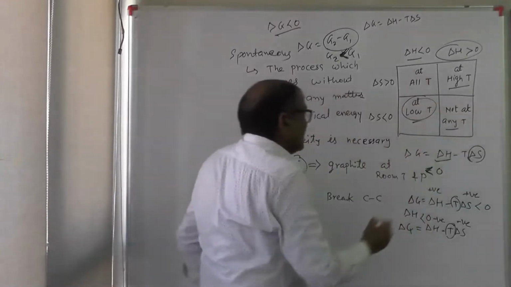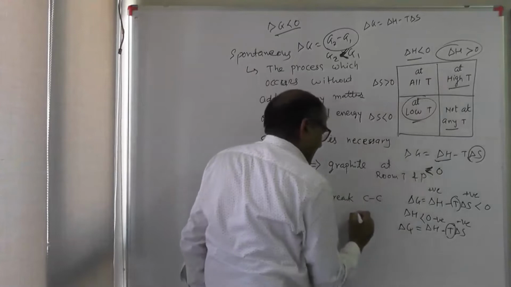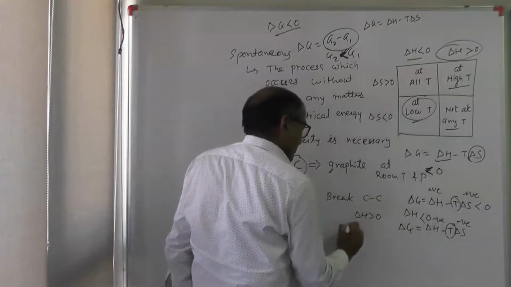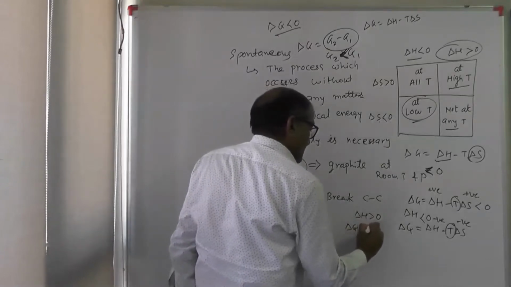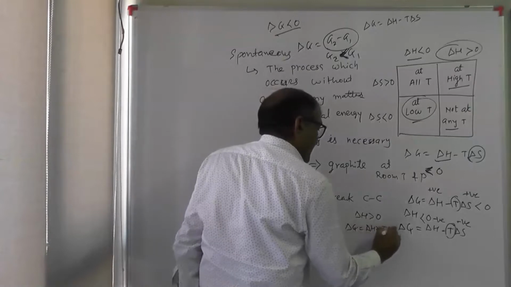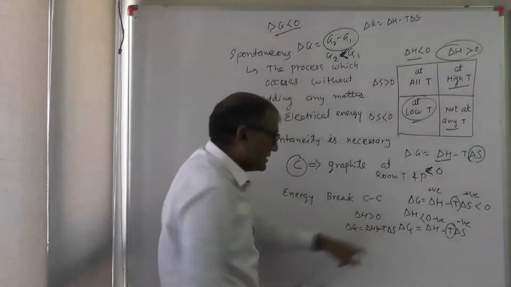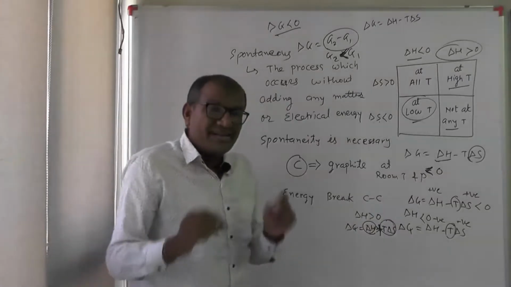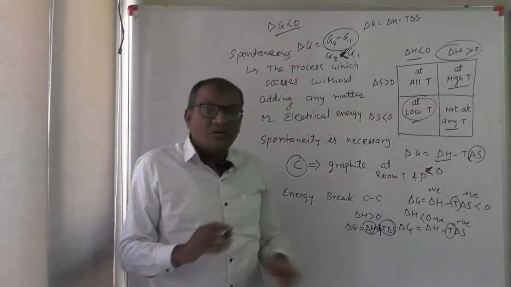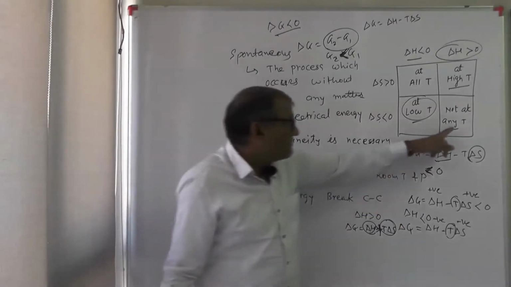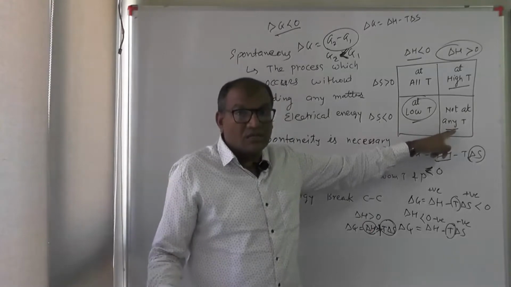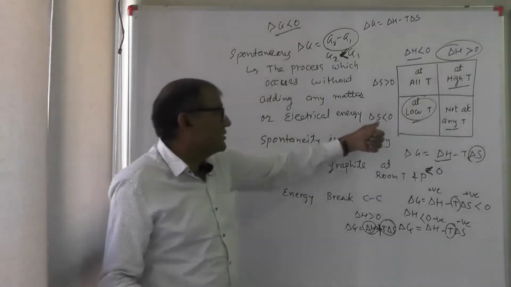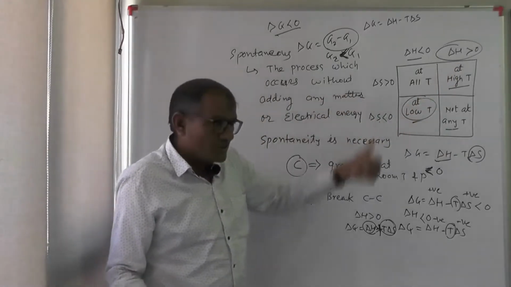And for the final condition, delta H is greater than 0 and delta S is less than 0. This is greater than 0 and T delta S is less than 0, so this is negative. Ultimately this would be positive. So both terms are positive. Delta G is positive. For any value of temperature, this process will not occur. The process will not be spontaneous if delta H is greater than 0 and delta S is less than 0.